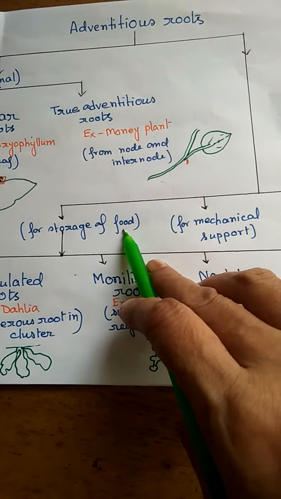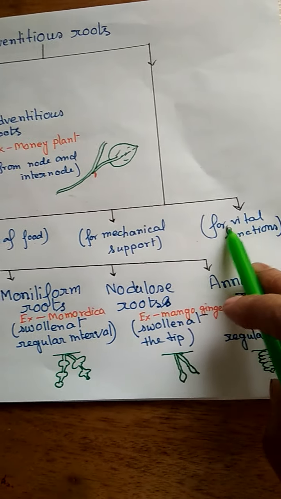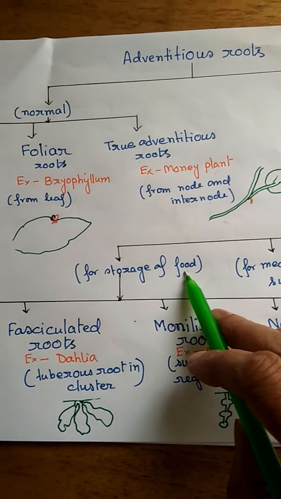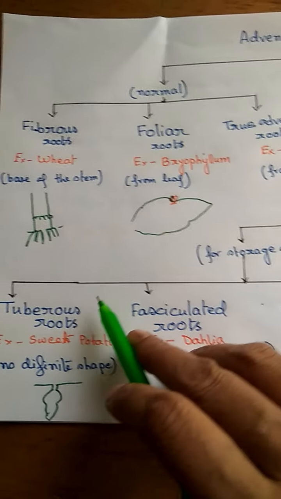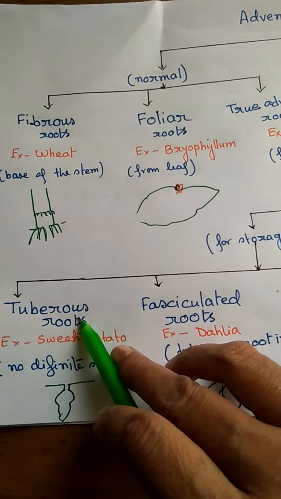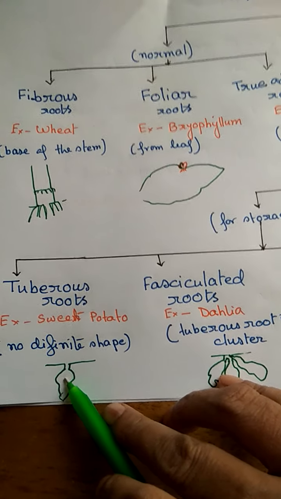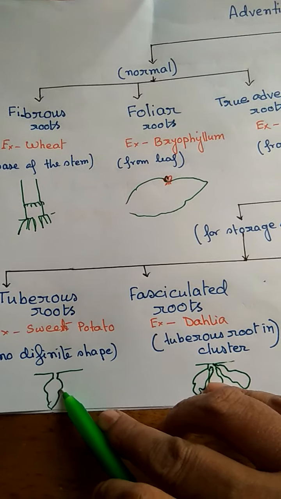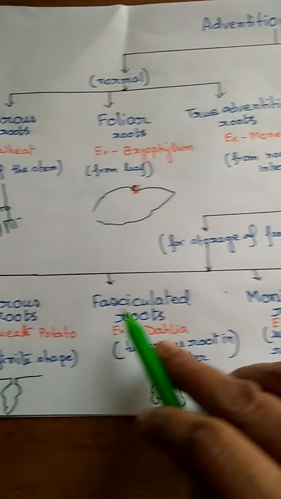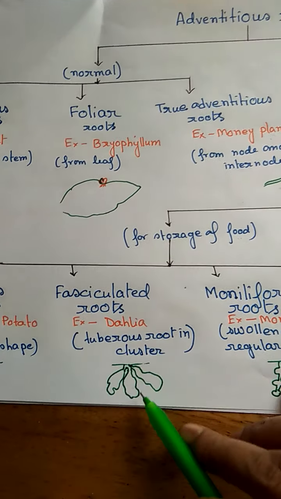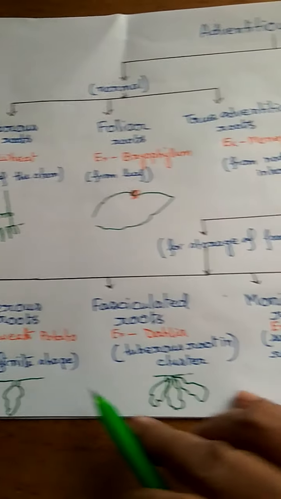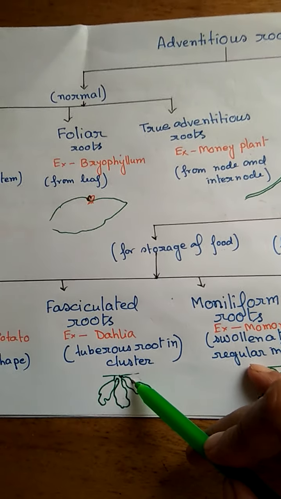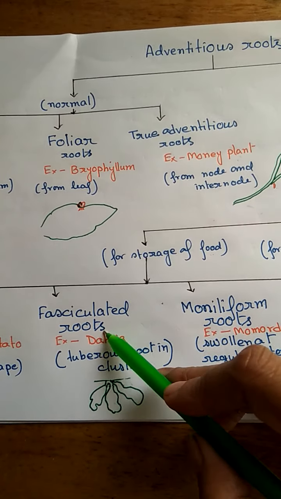For the storage of food, for mechanical support and for the vital function. Now let me explain the storage of food. For the storage of food, the first one is tuberous root. It has become swollen due to the storage but is irregular in shape. Example is sweet potato. Then fasciculated roots: a number of tuberous roots, when they are together, clustered, that's a fasciculated root.